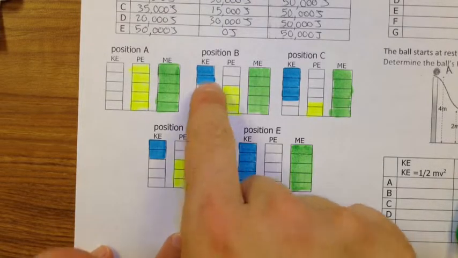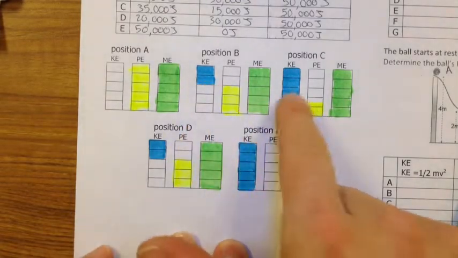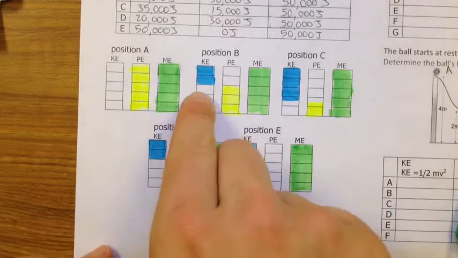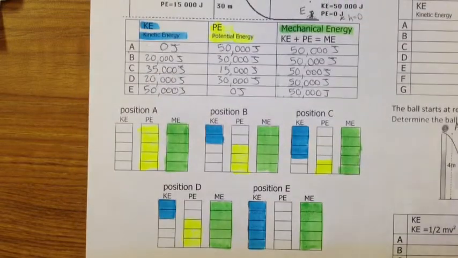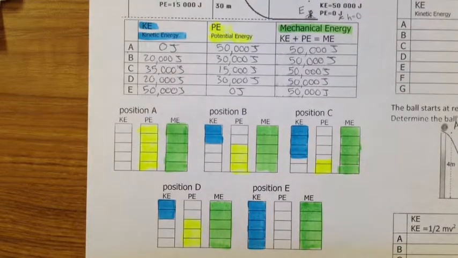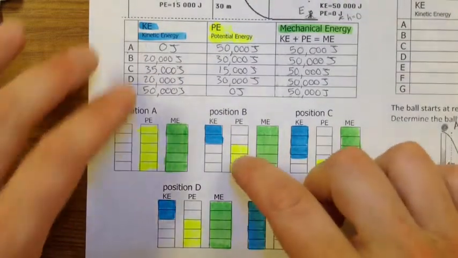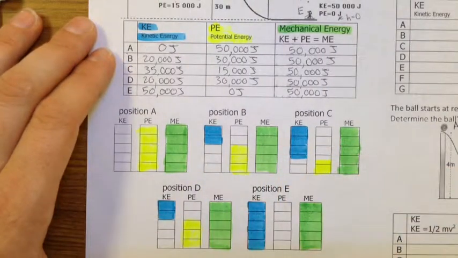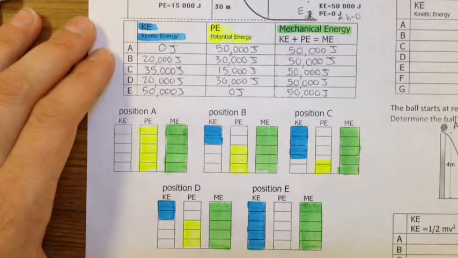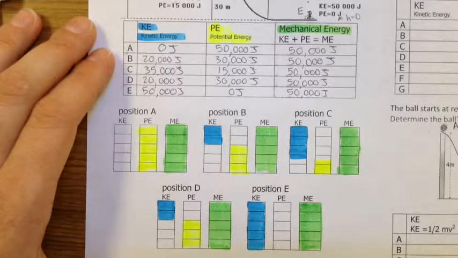So yellow and blue make green. So when you add the kinetic and potential together, you get mechanical. That's what the graphic is for, to help you visualize that. It doesn't matter what the kinetic and potential are, the mechanical is an addition of those two values. Always stays the same.